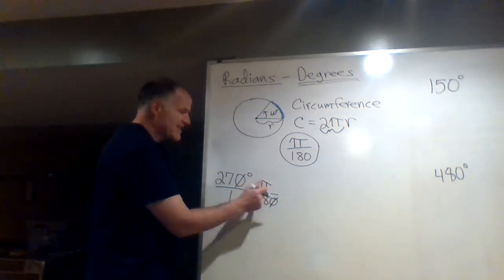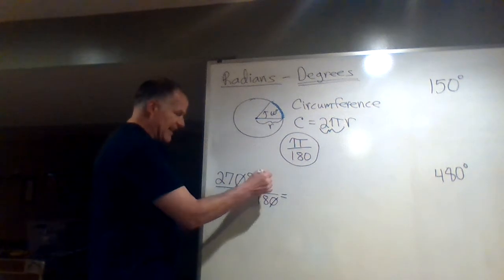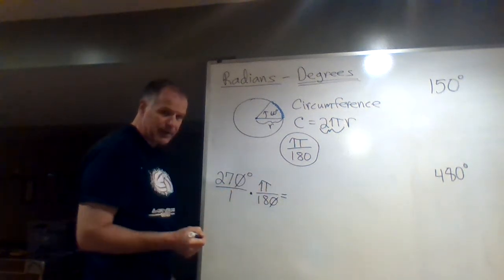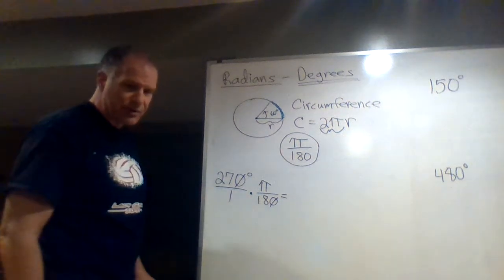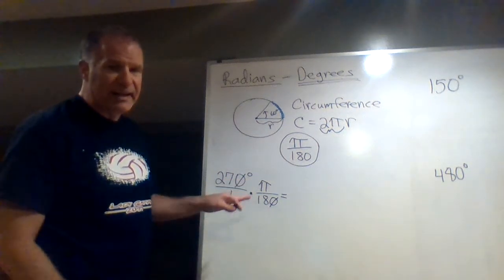Pi is never going to go away. There's nothing else to cancel pi with. And we know that's 3.14, which we know back from geometry. We're going to use that in later videos.